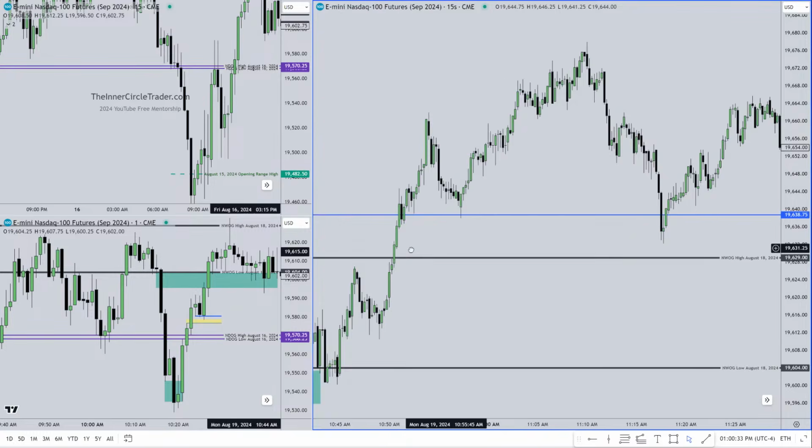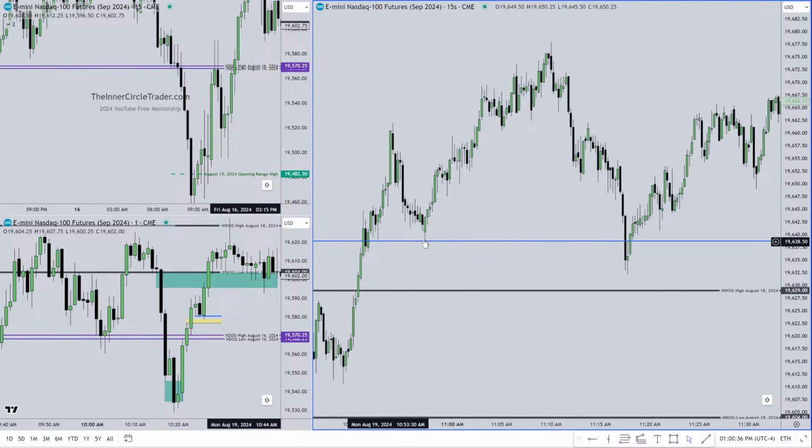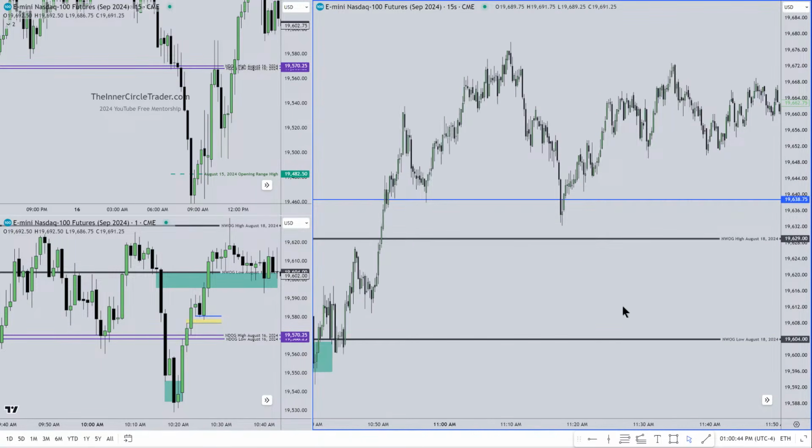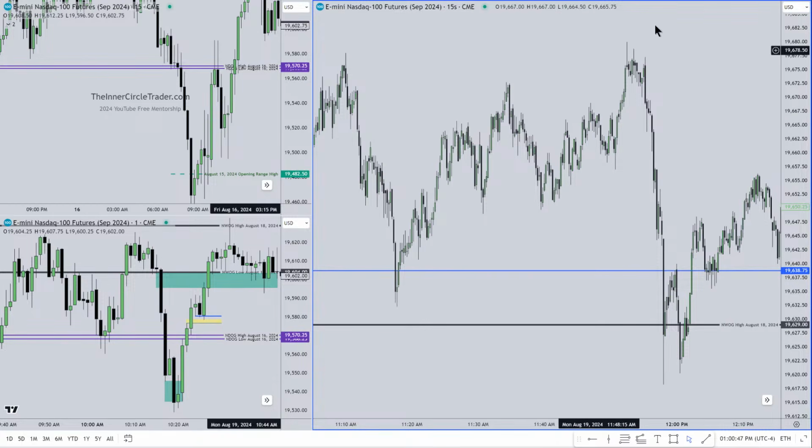The market trades back down in relative equal lows, sweeps it, doesn't touch the new week opening gap high. And now we're just meandering around. And this is a 15-second chart. Breaks down. Where's the trade back into? New week opening gap high.